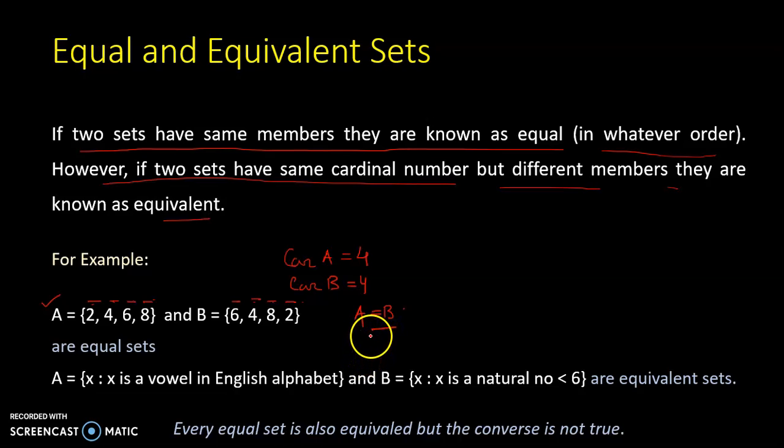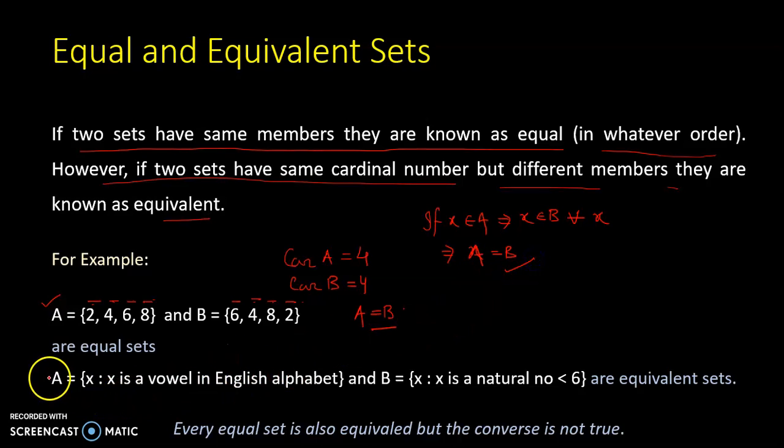Now the important concept here is, if you want to write it mathematically, if X belongs to A implies X belongs to B, this says A is equal to B. This condition holds for all X. That means all members of A are also a member of B, then A is equal to B.